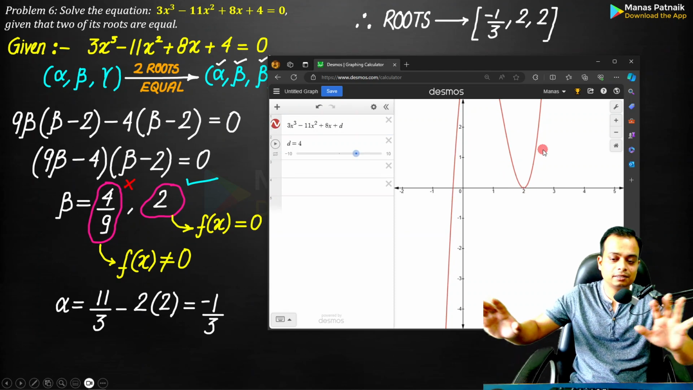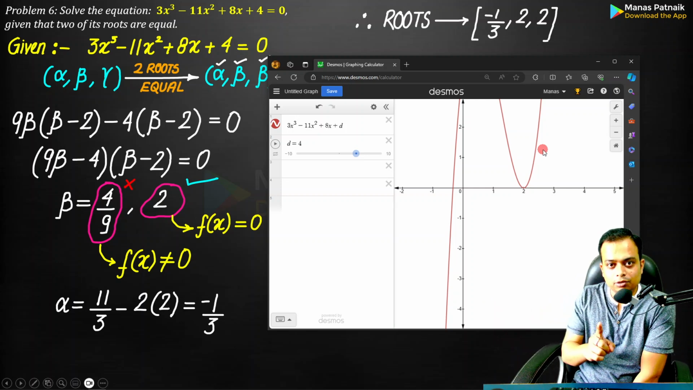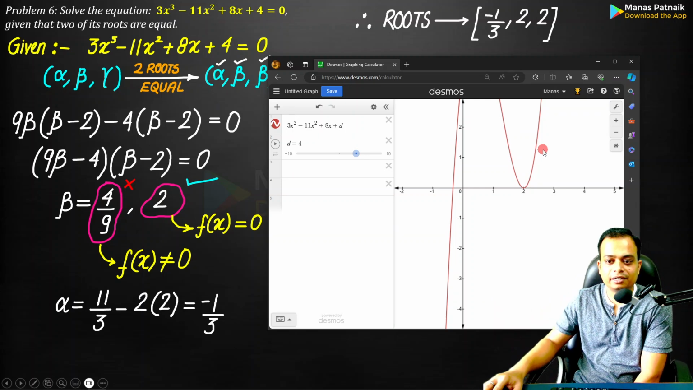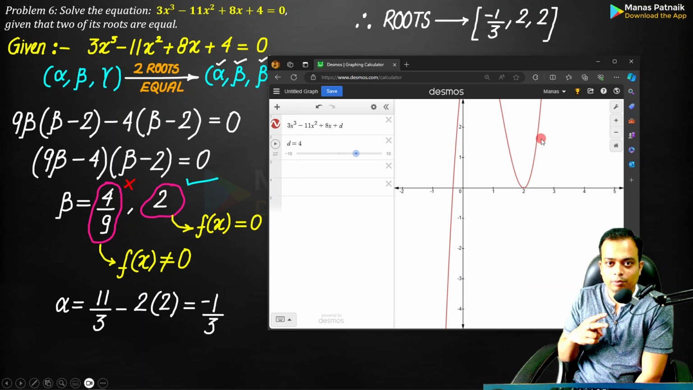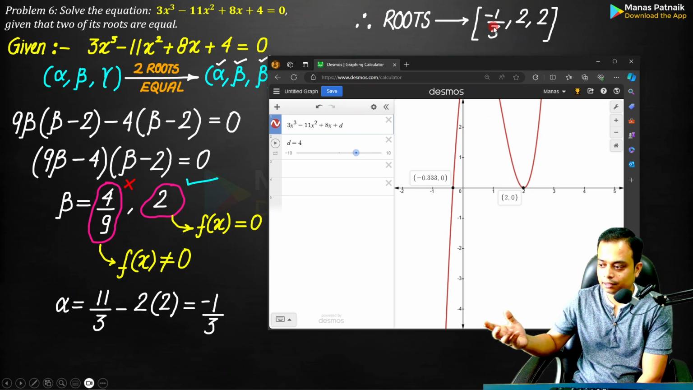Whenever the x-axis becomes a tangent, listen to this carefully. Whenever the x-axis becomes a tangent to the curve, remember there are going to be 2 equal roots at this very location. Now you can verify this. 2 equal roots, 2, 2, and here obviously the answer is minus 0.333. Minus 1 by 3 is equal to minus 0.333.